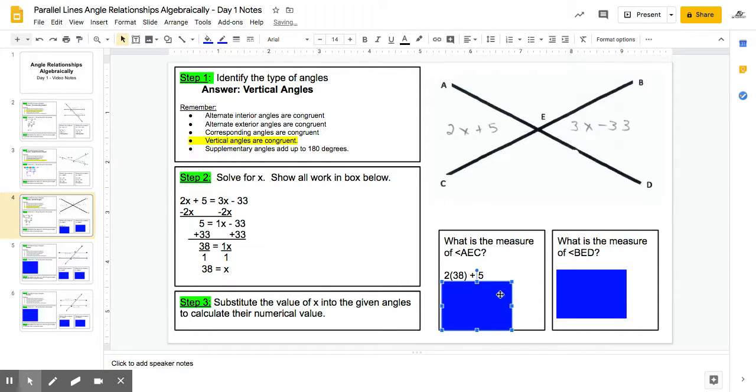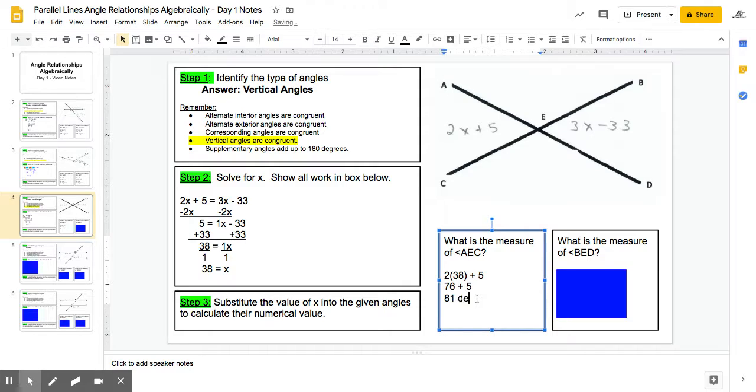So I plugged in the 38. I'm first going to multiply 2 times 38, which gives me 76, and then 76 plus 5 is 81. So I know the measure of that first angle is equal to 81 degrees.